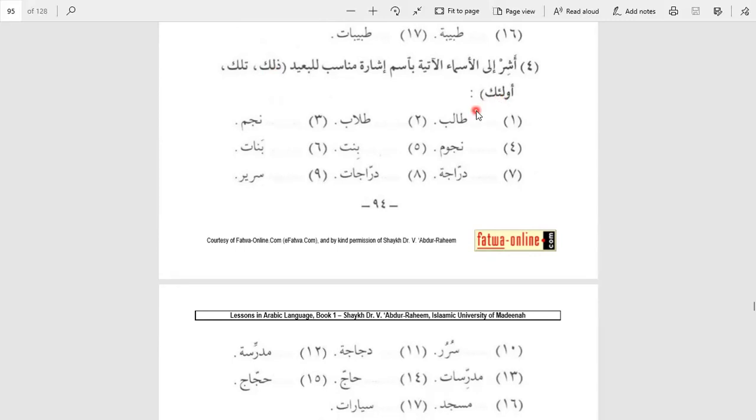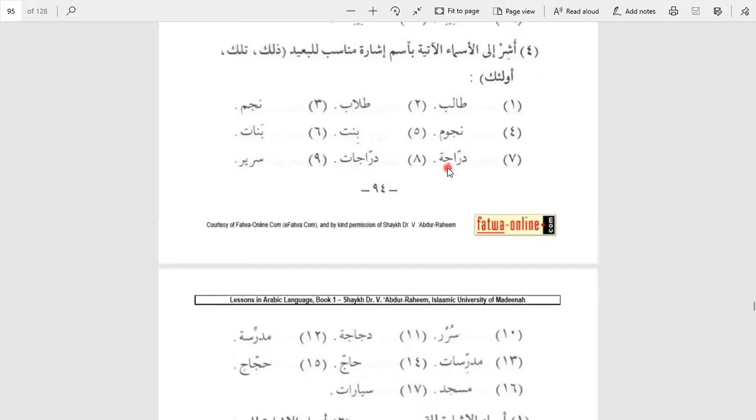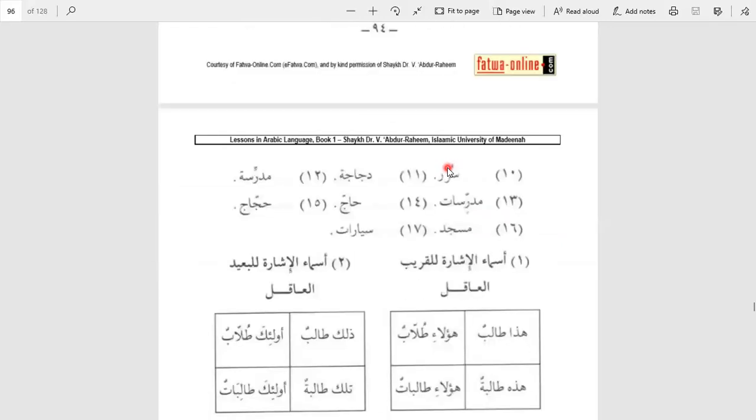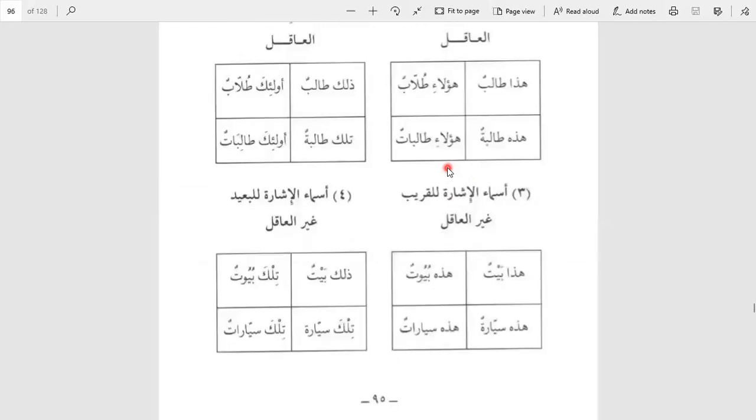Those are humans. So with humans, use أولئك or هؤلاء. So I want you to complete this. This is very simple. How do we say? Do we say هذا? Do we say ذلك طالب or تلك طالب or أولئك طالب? Why? And the concept. So I just want you to go through all these concepts.